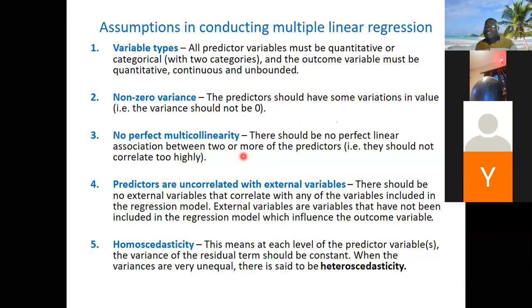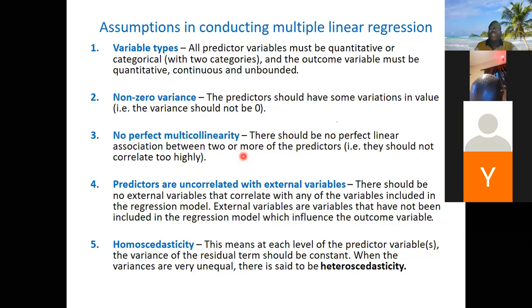Homogeneity. Heterogeneity. But this homoskedasticity is talking about the residual. You know, we have already understood residual. Residual is the error, that is the difference between the actual observed value and the predicted value. So the residual should be the same across all the levels of X.